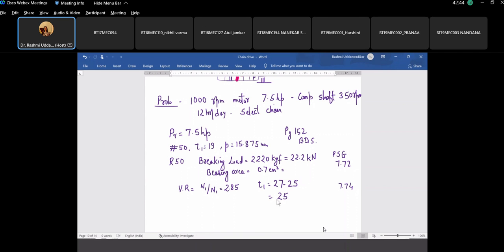So what is T2, the number of teeth on the larger sprocket? This into 2.85. The number of teeth should ideally be odd numbers. With experimentation, they have seen that with an odd number of teeth on the sprocket, the wear is low. So what is the number of teeth on the larger sprocket?